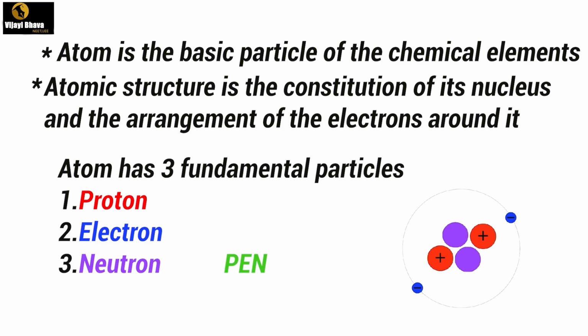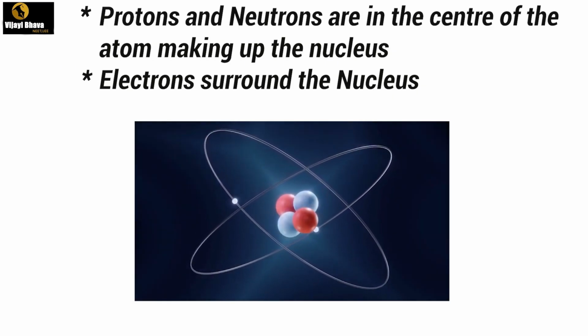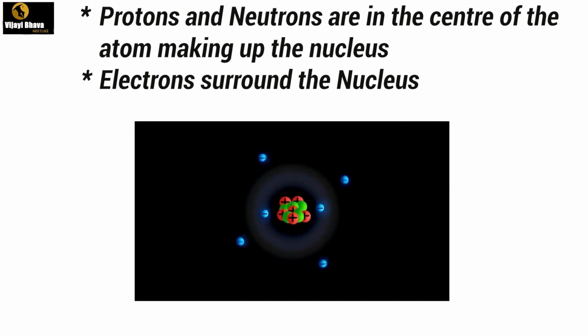Atom has three fundamental particles. They are proton, electron and neutron. The three fundamental particles in an atom can be easily remembered with a mnemonic PEN, where P stands for proton, E stands for electron and N stands for neutron. Protons and neutrons are in the center of the atom, making up the nucleus, and electrons surround the nucleus.